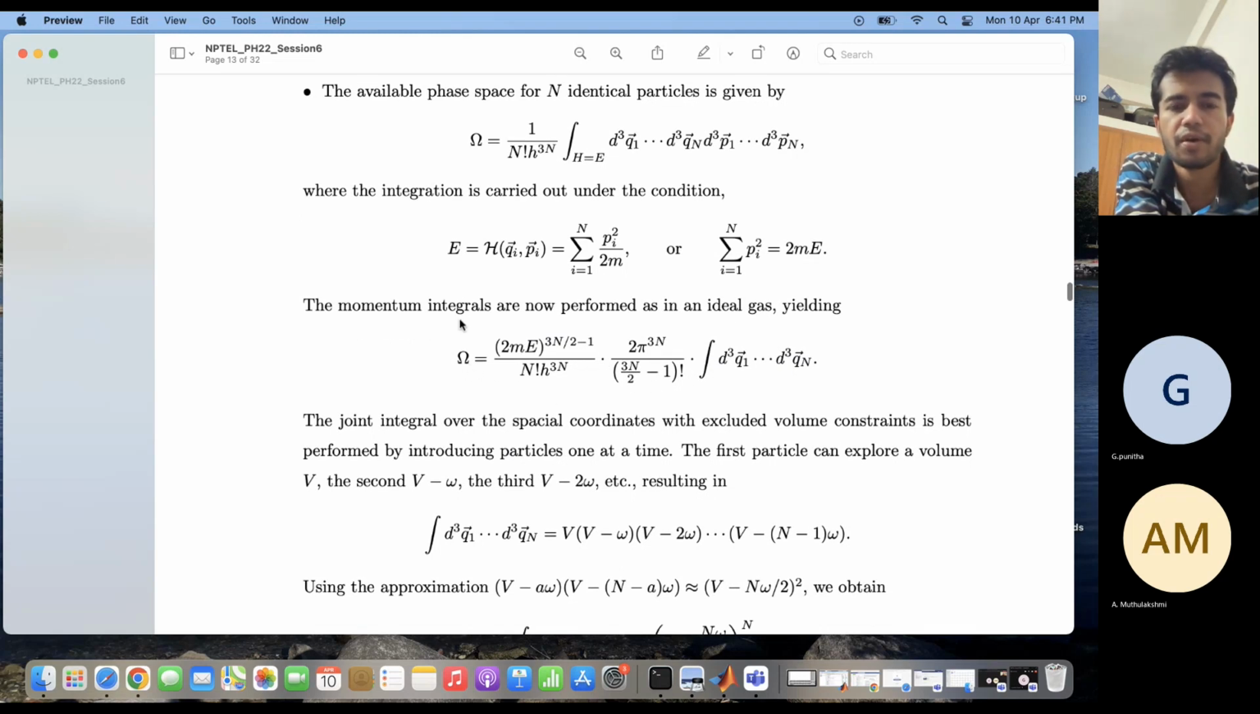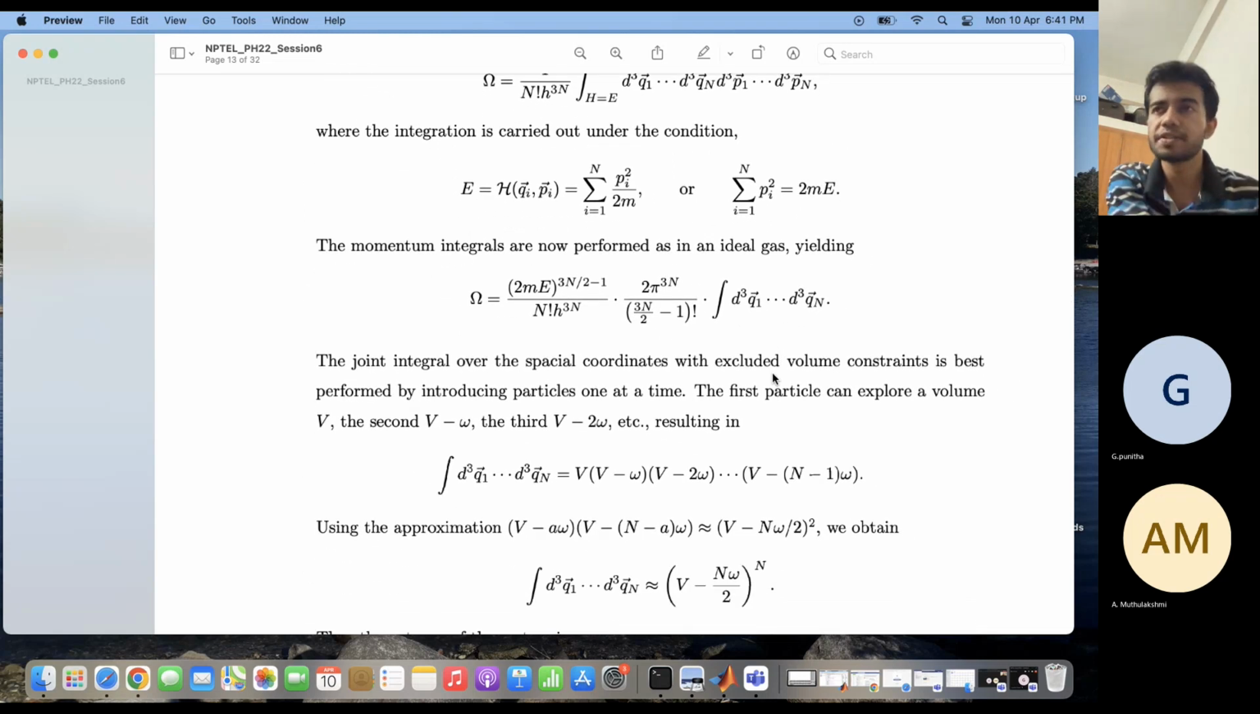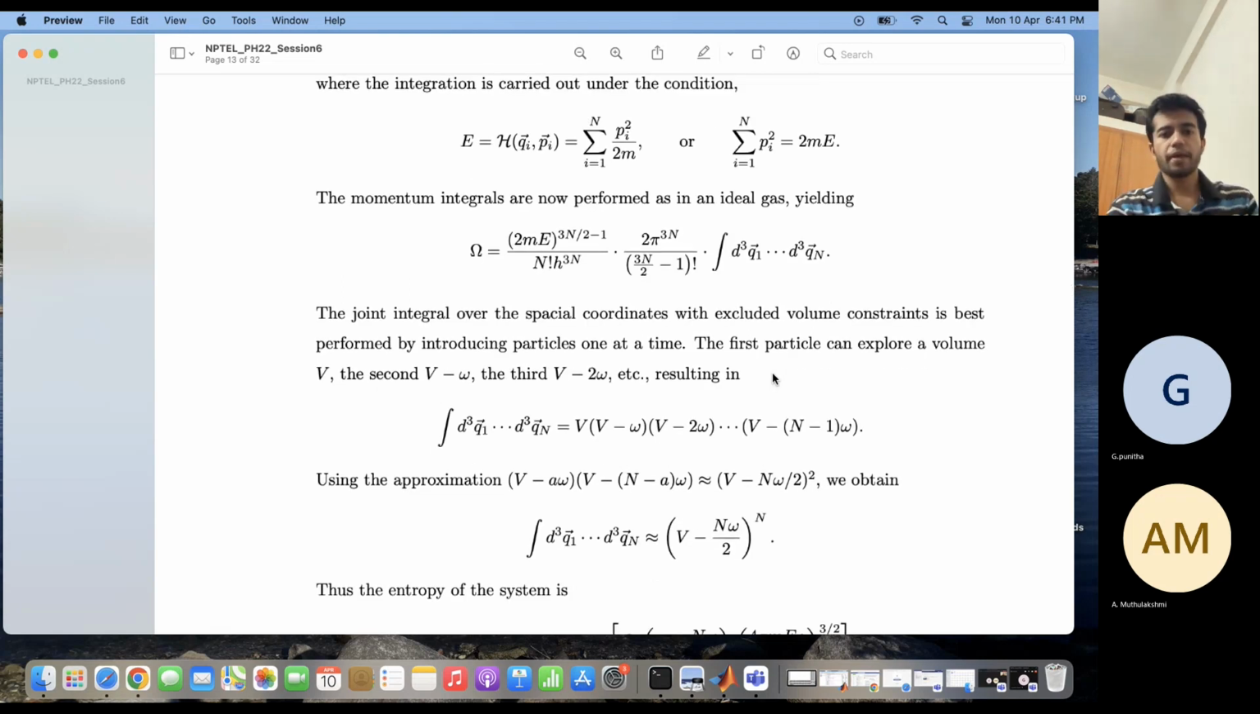So omega is equal to 1 by N factorial h to the power 3N, multiplied by the volume of an n-dimensional hypersphere having a radius of root 2mE, into the integral over the position coordinates. Now, how do we do this integral over position coordinates? Earlier, we saw that it was basically capital V raised to the power of N, but here it is not so. Why? Because the joint integral over the spatial coordinates will exclude the volume which is occupied by individual particles, right?